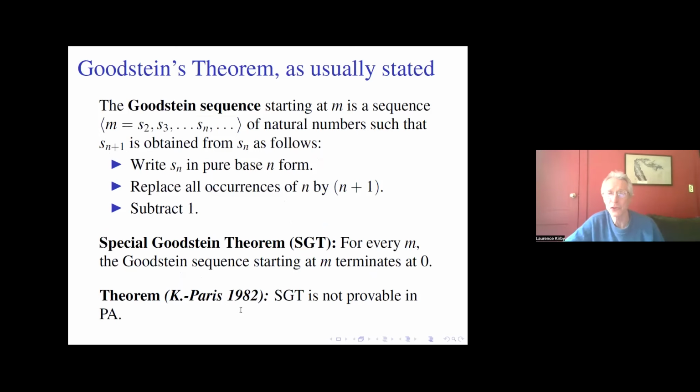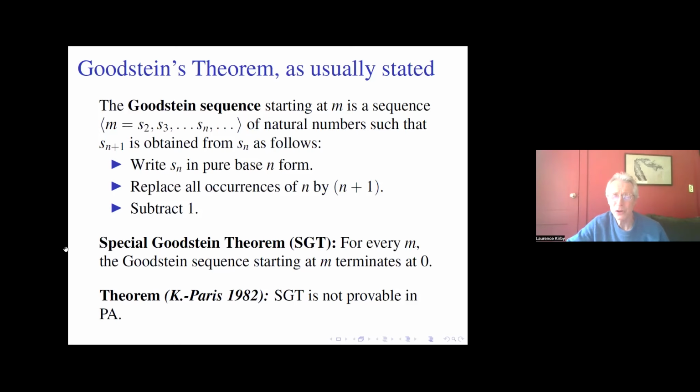Anyway, Goodstein's theorem, and I'm assuming this definition is familiar to you. The Goodstein sequence starting at n: at each stage n, you have a number in pure base n form, and you replace all the occurrences of n by n plus 1 and subtract 1. And you have what's normally called Goodstein's theorem, but for the purposes of this talk, I shall call the special Goodstein theorem, or SGT, which says for every n, the Goodstein sequence starting at n terminates at 0. And this is a theorem that myself and Paris showed is not provable in PA.